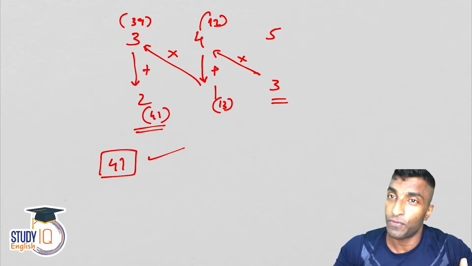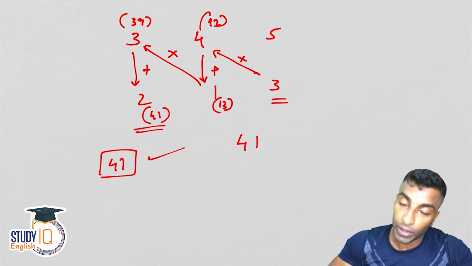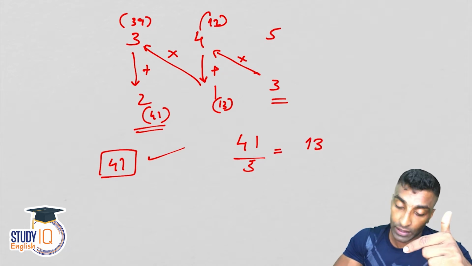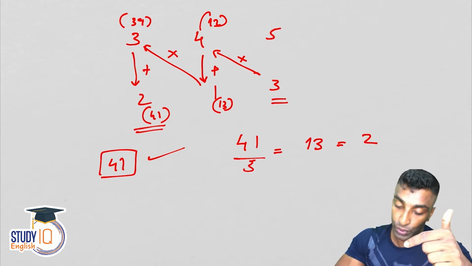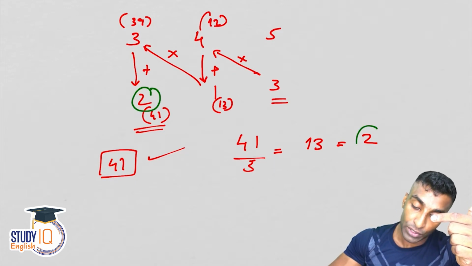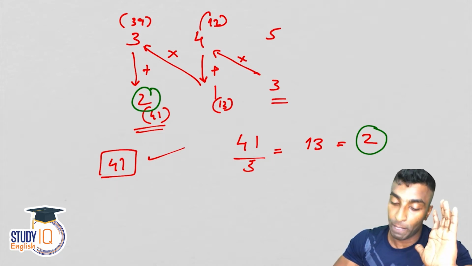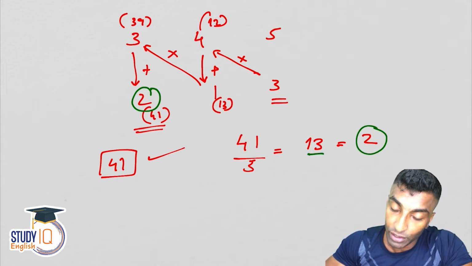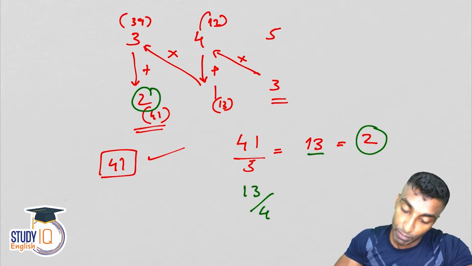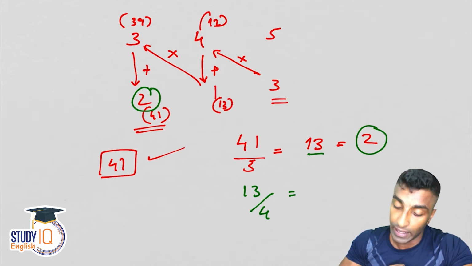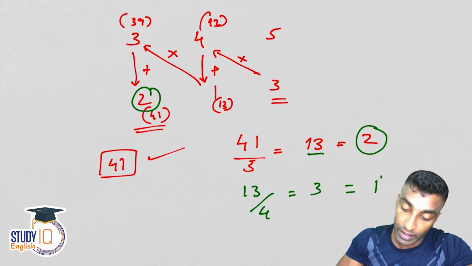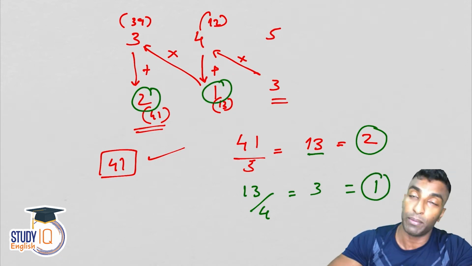Now let's check this. They're saying 41 is a number which, when I first divide by 3, what is the remainder? You will get quotient 13 and remainder 2. So you can see they have told you remainder 2. We are getting remainder 2 because you are doing the reverse process. Then you are dividing not 41 by 4, but 13 by 4. What remainder and quotient do you get? You get quotient 3 and remainder 1.